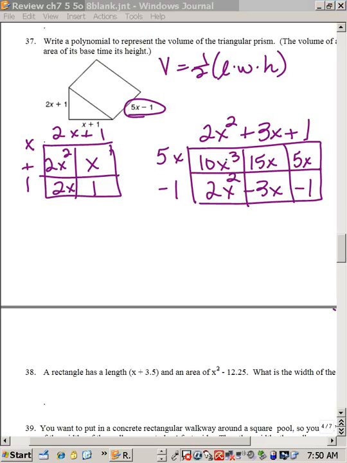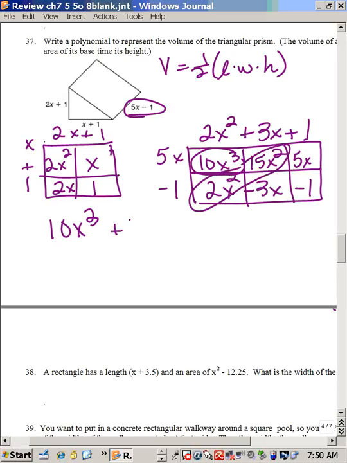Putting it all together, I have a 10x cubed to lead it off. Oh my goodness, I made another mistake. I keep leaving off that x squared. Then I need to add these two together and give me 17x squared. 5x take away 3x is 2x, and then minus 1 on the end.